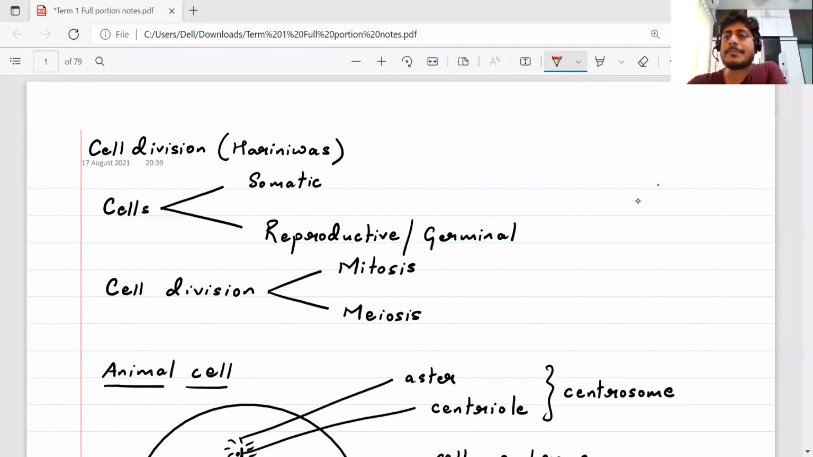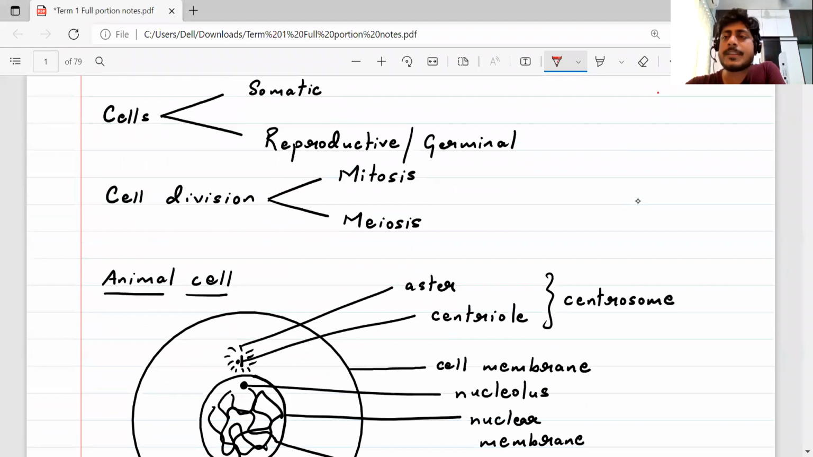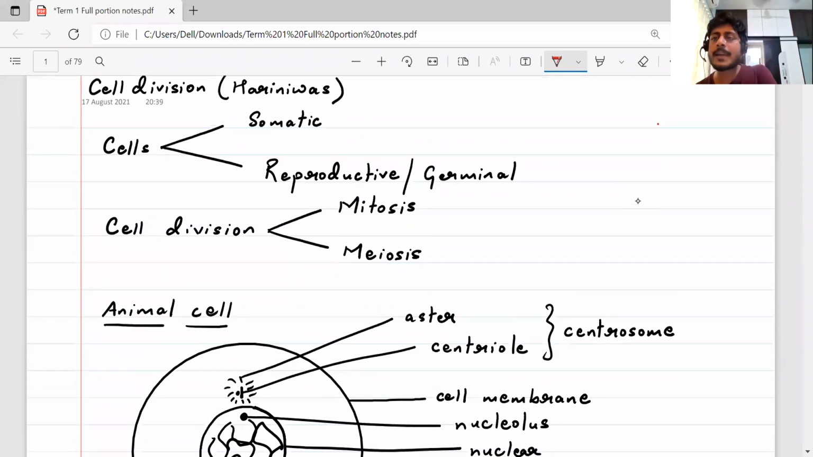So we started with cell division, and in cell division, we saw that there were two types of cells. Cells can either be somatic cells, which are body cells that are not concerned with the process of reproduction, or cells can be reproductive cells, which are also called germinal cells. There were two types of cell divisions. One is mitosis, the other is meiosis. Quickly revising, mitosis produces two daughter cells.